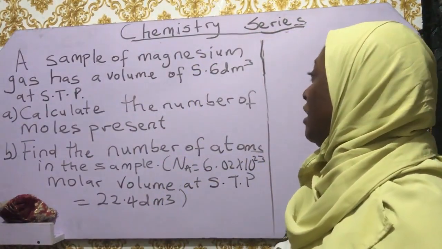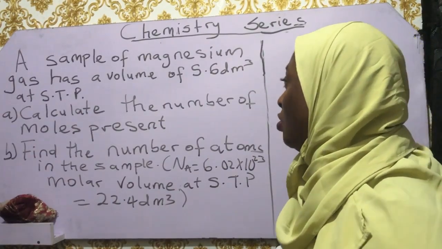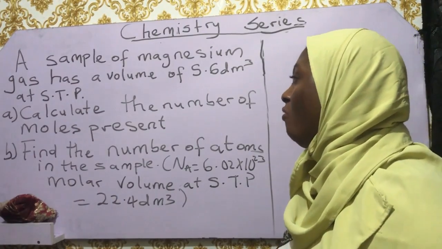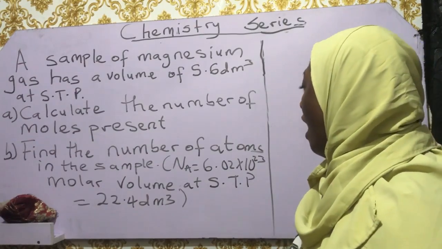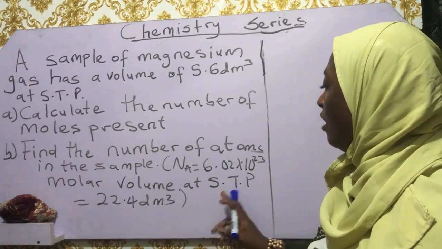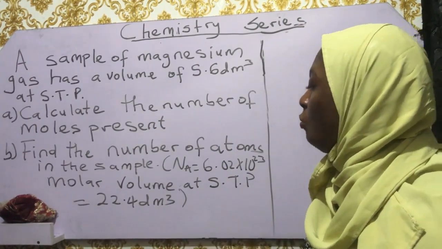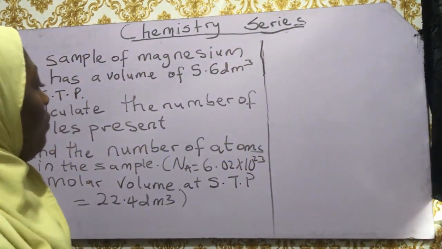A sample of magnesium gas has a volume of 5.6 dm cubed at standard temperature and pressure. Calculate the number of moles present and find the number of atoms in the sample. Avogadro's constant is 6.02 times 10 to the power 23 and molar volume at STP is 22.4 dm cubed. So the first thing is to calculate the number of moles present.